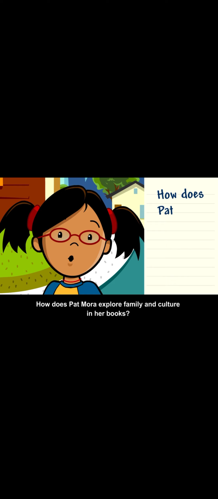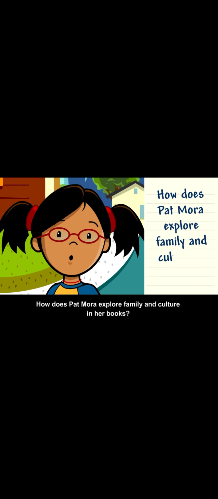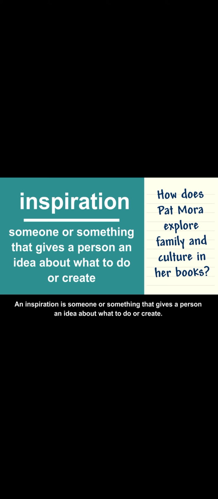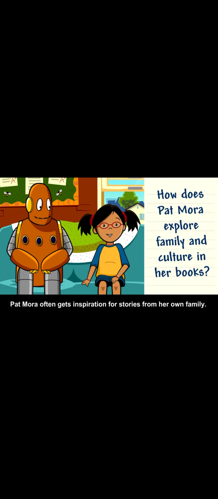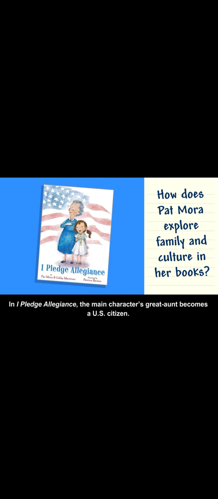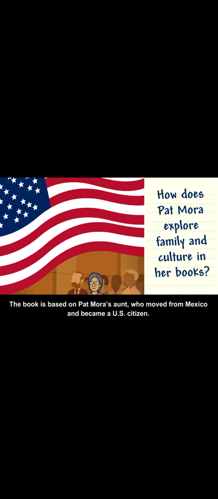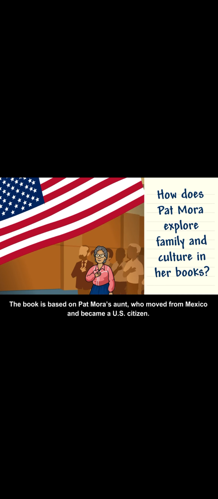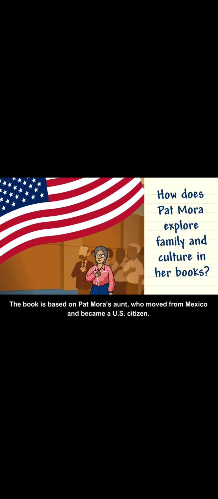How does Pat Mora explore family and culture in her books? An inspiration is someone or something that gives a person an idea about what to do or create. Pat Mora often gets inspiration for stories from her own family. In I Pledge Allegiance, the main character's great aunt becomes a U.S. citizen. The book is based on Pat Mora's aunt, who moved from Mexico and became a U.S. citizen.